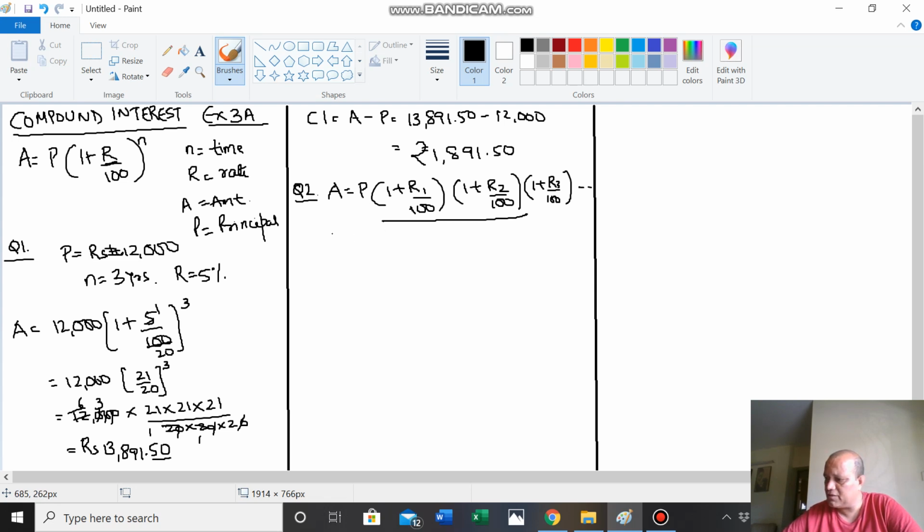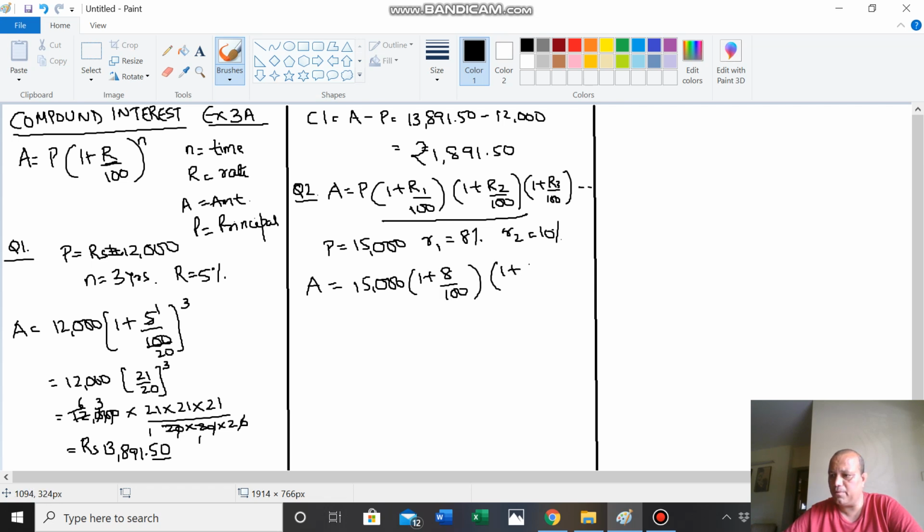Calculate the amount if 15,000 is lent at compound interest. So P is given as 15,000 for 2 years, rate being 8% and 10%. So R1 is 8%, R2 is 10%. We need to calculate the amount. So A will be equal to 15,000 times (1 plus 8 upon 100) multiplied with (1 plus 10 upon 100).